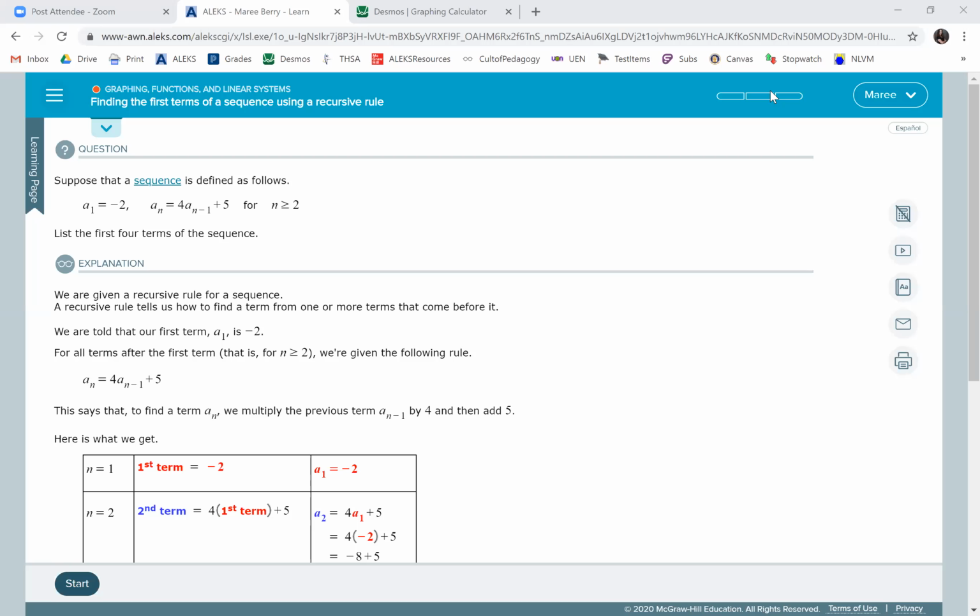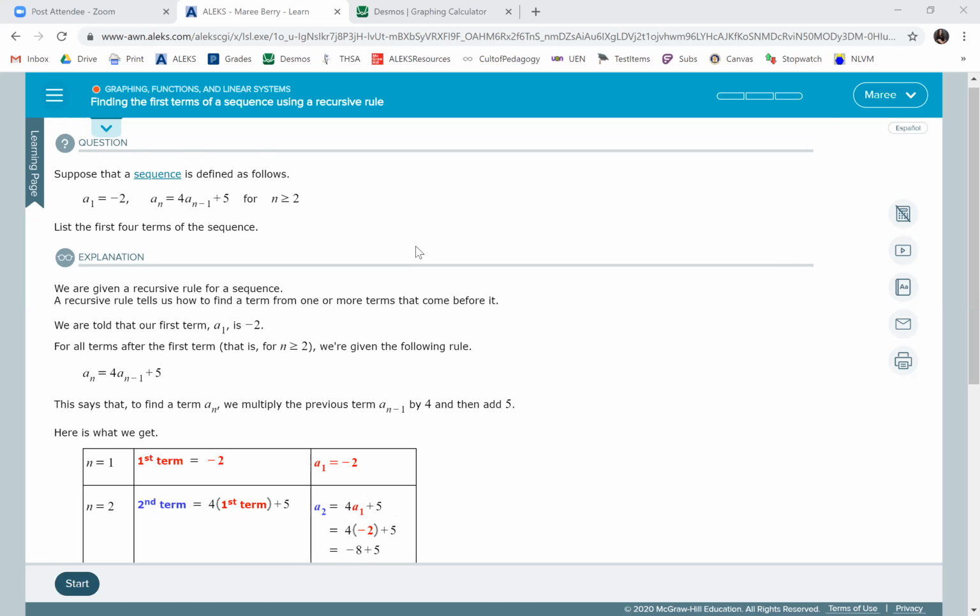Recursive rule just tells you how to find the next terms. Usually they're going to give you the first term and then basically how to find the next few terms. In this particular problem, they're saying the first term's -2. Then you're going to do 4 times that number and then add 5. So 4 times -2 is -8, plus 5 is -3. So your first term's -2, your next term is -3.